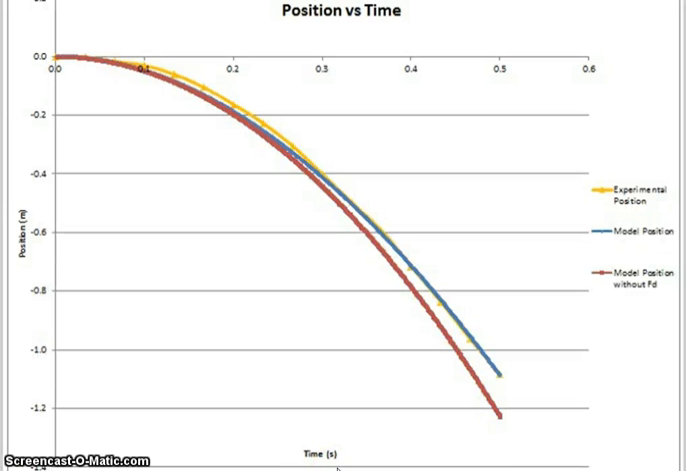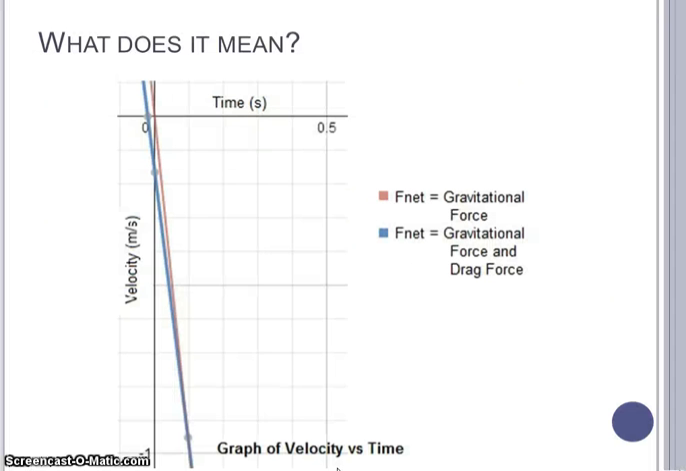This graph shows the great difference between the computational model of just the gravitational force and the computational model of the gravitational and drag force. The fact that the blue line better predicts the yellow proves that the drag force exists.